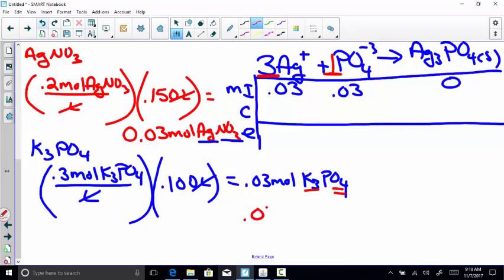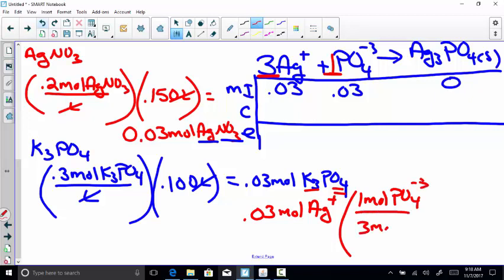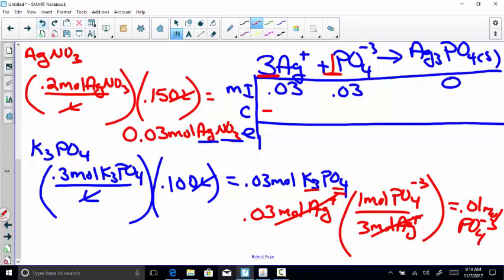So if I have 0.03 moles of silver ions, and I have a 1-to-3 mole ratio, okay, what that's going to tell me is that I need 0.01 moles of the phosphate ions. So all of the silver ions will disappear, but only 0.01 moles of the phosphate ions will disappear. So that's going to leave me with 0.02 moles when I'm all said and done.